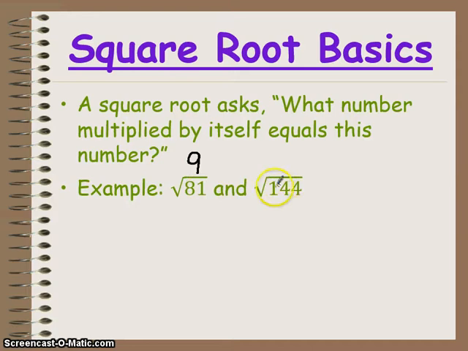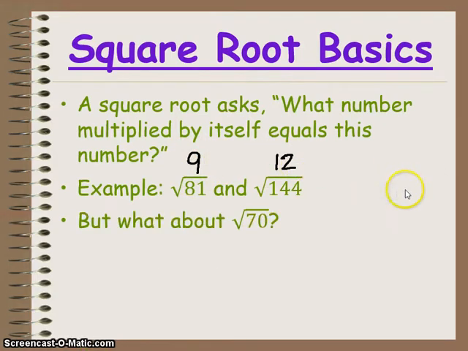The square root of 144. What number multiplied by itself is 144? 12. Now look at the numbers, 9 and 12. They are both integers, so we would say that those are perfect square roots.